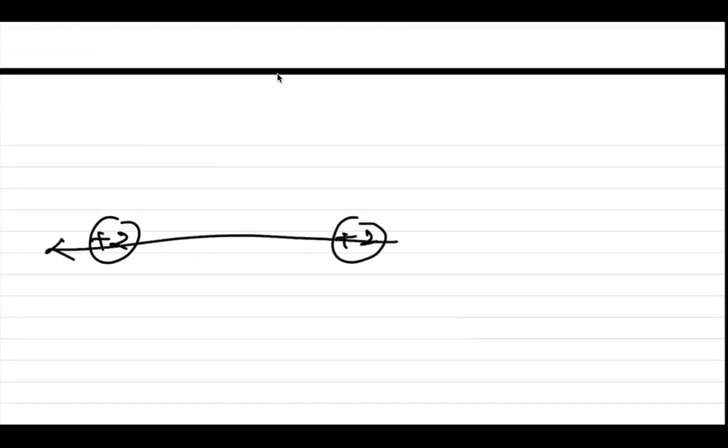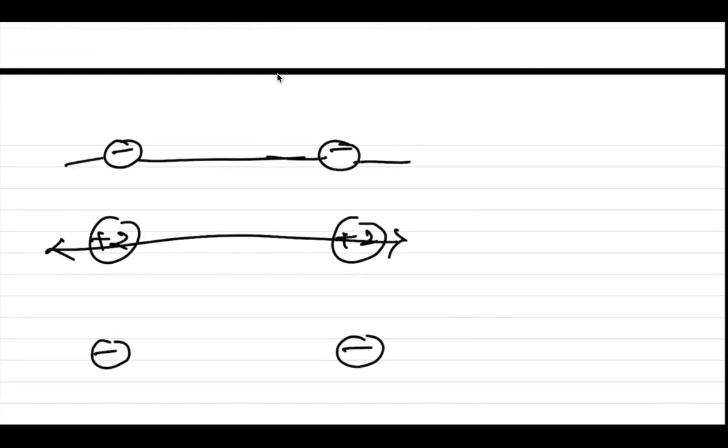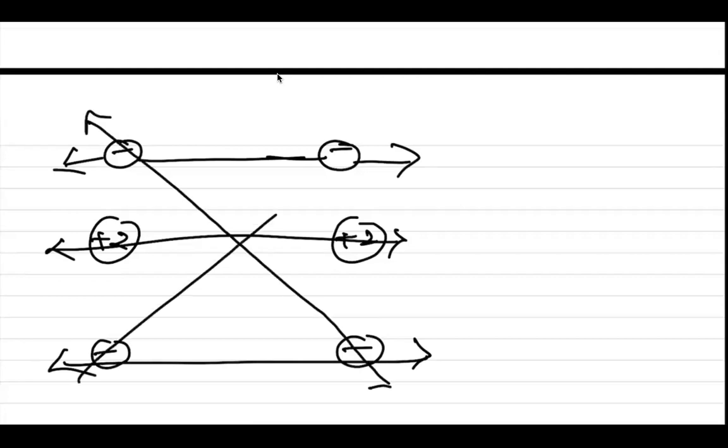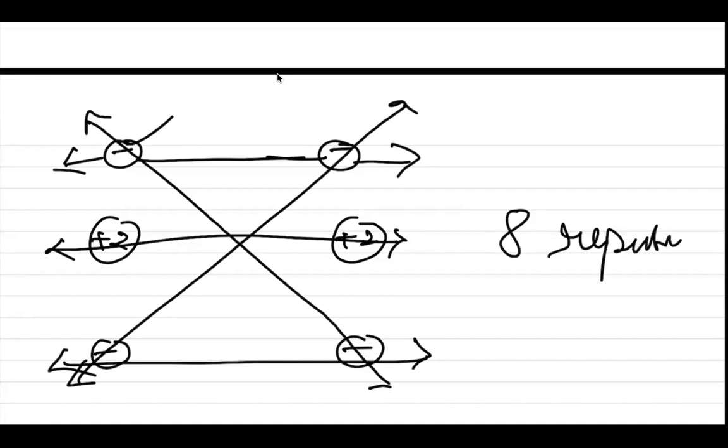But if you see the repulsive forces, these two nuclei repel each other. Then the electrons: these two electrons repel each other, these two electrons also repel each other, and the other electrons repel each other as well. So how many repulsive forces are there? 8 repulsive forces. As there are 8 repulsive forces, the repulsion is more than the attraction. That's why the He2 molecule will not form.